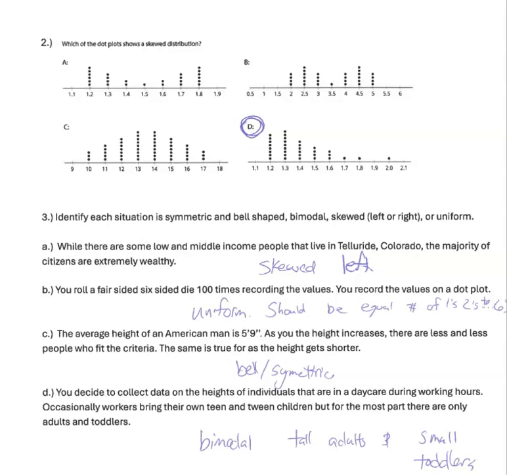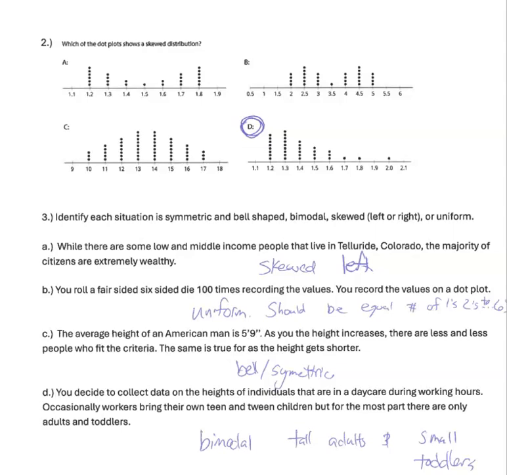C, the average height of an American man is 5'9". As your height increases, there are fewer and fewer people who fit the criteria, and the same is true when they get shorter. So there are not going to be too many who are super short, nor too many who are super, super tall. Most of them are going to be around the center, which is 5'9". So that would be bell-shaped, symmetric.